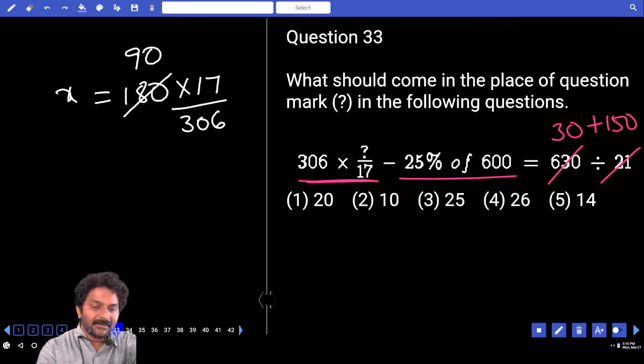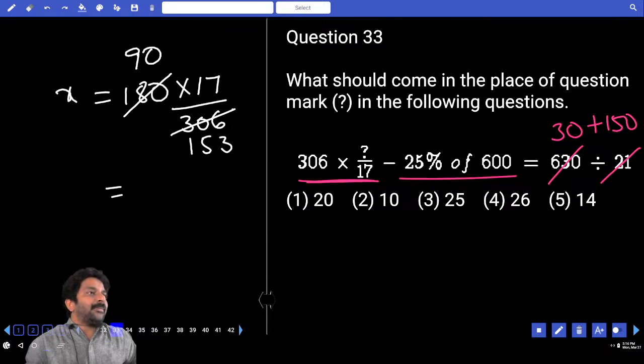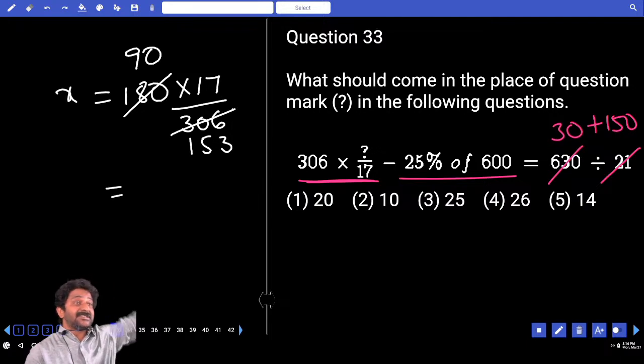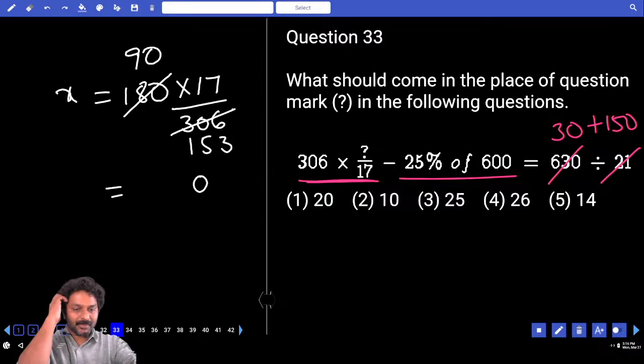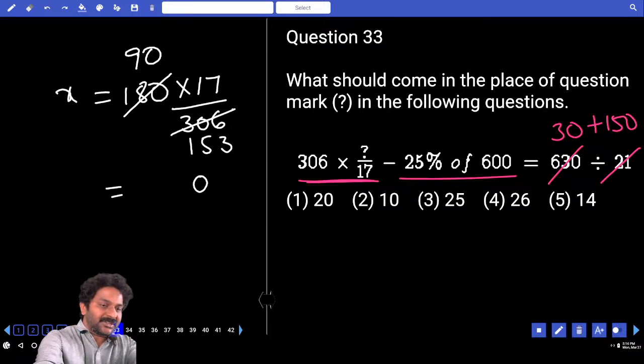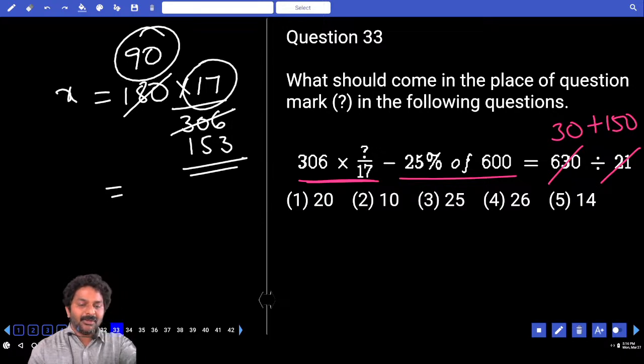90 here and then 153 here. Is this clear? Now in the denominator, do you have an even number? At least a 5 multiple? Then can you cancel 0 in 90? So you cannot change 0. So your answer should have 0. How many options are there? Come on. 2 options are there. So 90 times 17, is that equal to 1530? Yes? 10 times.